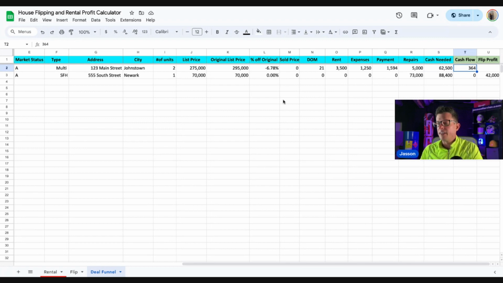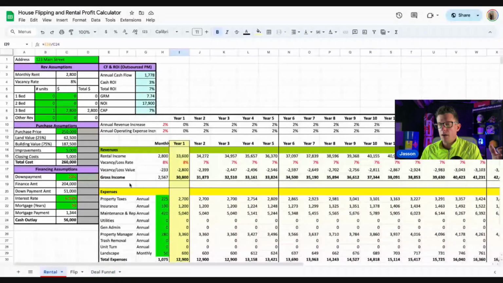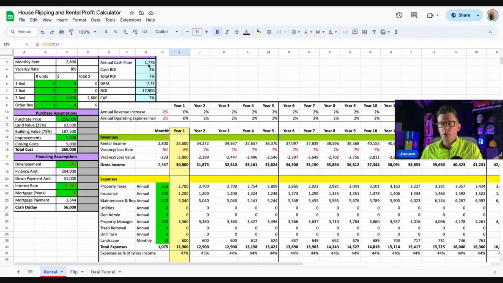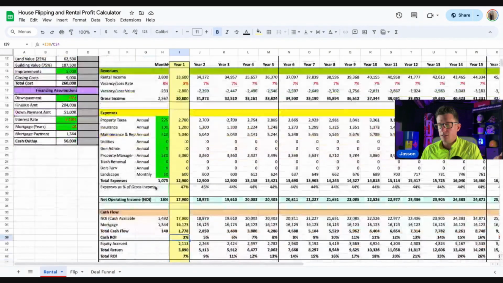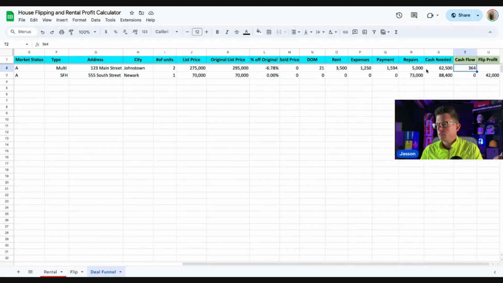So given the fact that I had entered this one already, if I go back to my rental tab and look at this deal, this one only $148 a month. So if I compare that $148 a month to this one I had entered already at $364 a month, this one actually has more cash flow with it. It could be a better opportunity to go after. Maybe not, depending on what the ROI is.